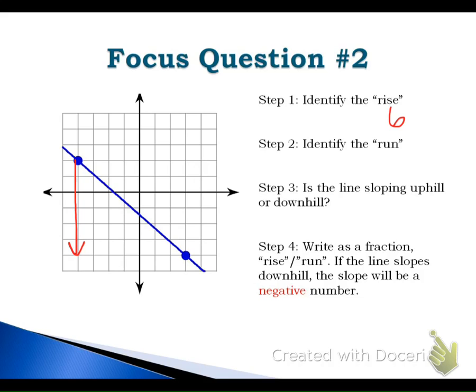So our rise, and you can think of it right now as it's going downhill, so it's going to have a negative slope. And our run to the right, 1, 2, 3, 4, 5, 6, 7. I counted 7. So therefore your slope is negative 6 over 7. Alright, do you see how to count slope now?